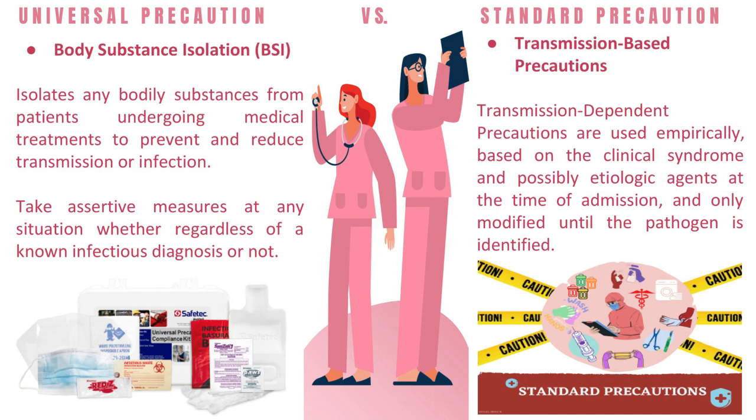An approach of universal precaution is the body substance isolation or BSI. The BSI approach characterizes all moist body substances as potentially infectious. This also identifies certain measures or steps that are to be taken whether or not an infectious diagnosis is identified. Lastly, this is also the practice of isolating all body substances of individuals receiving medical care, particularly emergency medical treatments, of those who may be infected with illnesses such as HIV or hepatitis in order to minimize the risk of transmission as much as possible.